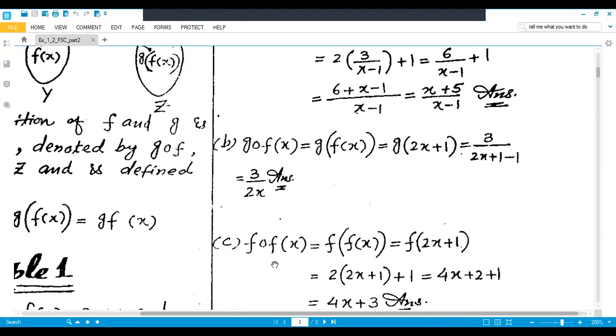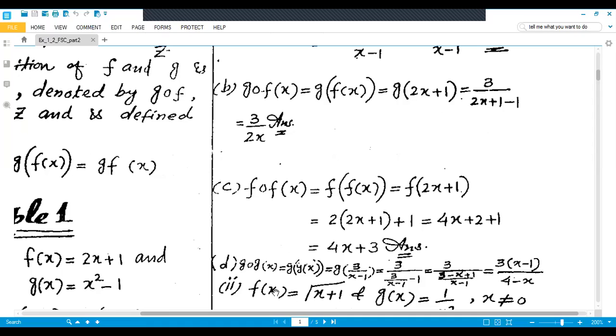In the third part, f of f means that in the function f of x, you have to put f of x. Where you find x in the function, there you put the value of f of x. So f into f of x, where f of x is 2x plus 1. Now where you find this x, in its place you have to put 2x plus 1. So 2 into 2x plus 1, multiplied by 2, will be 4x plus 2 plus 1, and that is 4x plus 3. So this is the third part.